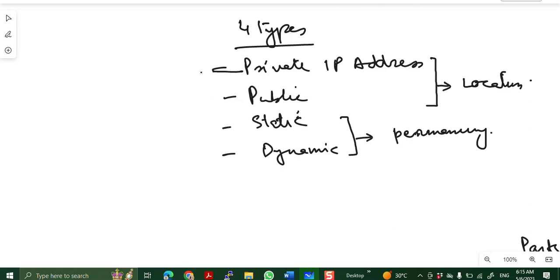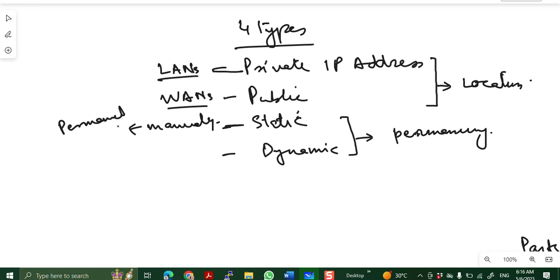For example, private IP addresses are used inside the network, like on LANs, and public IP addresses are used in wide area networks. Static IP addresses are assigned manually, and these are permanent IP addresses. On the other hand, dynamic IP addresses are assigned by a DHCP server, and these are changeable IP addresses. So these are the four types of IP addresses.